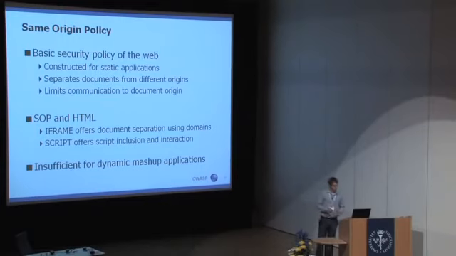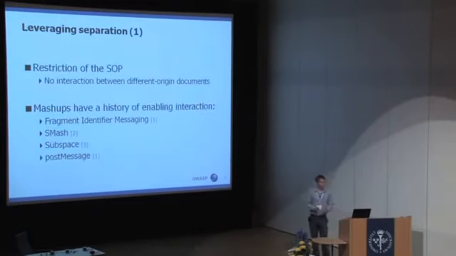So first of all, one approach is to take the separation offered by the same origin policy, basically using iframes, and to leverage that to create a secure environment for mashups by enabling interaction. There's a list of multiple techniques, of which the first three are basically workarounds. They were invented by mashup developers and exploit loopholes in the same origin policy to enable some kind of cross-domain interaction. Unfortunately, due to time constraints, I cannot explain every technique in detail, but I will focus on the last one, postMessage, which is the design solution for iframe communication or cross-document communication.